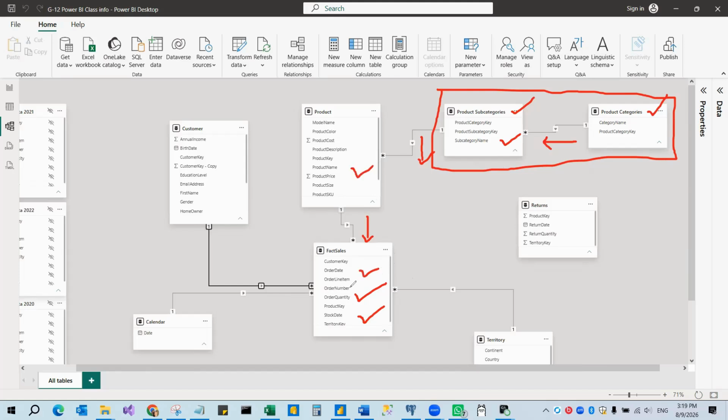But order-wise I cannot see the product, or order-wise I cannot see the subcategory, because data cannot flow in the opposite direction. Okay, data cannot flow in the opposite direction. So how can I prove that?